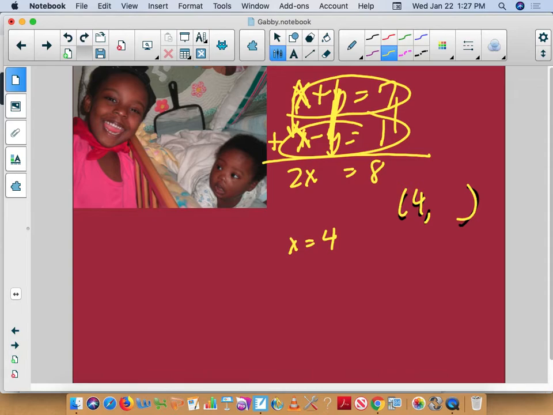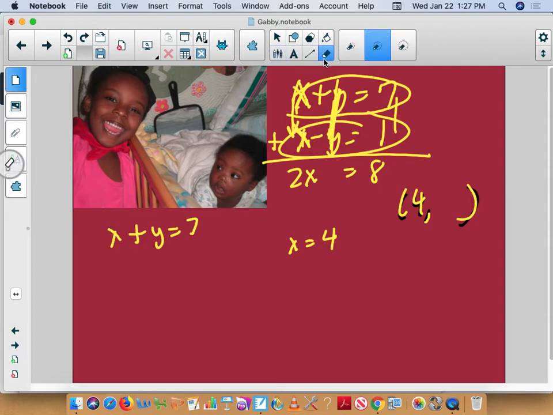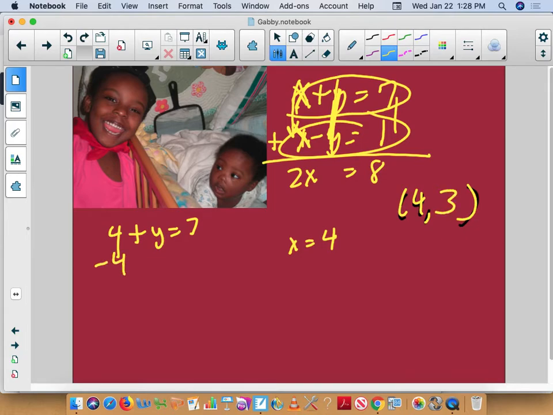So I think somebody picked one, or I did. I picked the top one. So x plus y equals 7. Oh, but wait, I know what x is. What is x? 4. So what does y have to be? 7 minus 4. Which is 3. So I subtracted 4 like you did in your head, and y is 3.